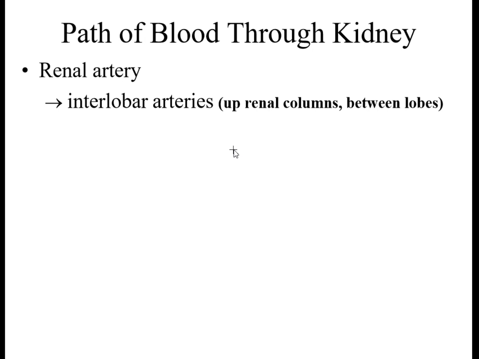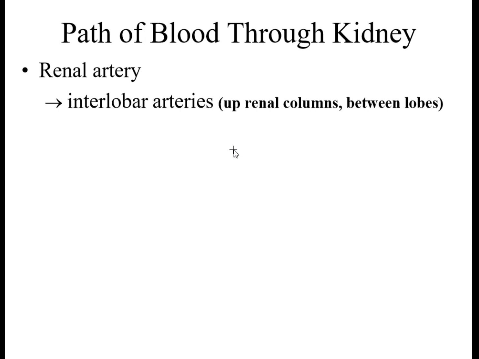After the renal artery, it goes to the afferent arteriole. After the afferent arteriole, it goes to the glomerulus. After the glomerulus, the efferent arteriole, then the peritubular capillary, then the vasa recta, then the renal venule, and finally the renal vein. So this is the passage of blood.